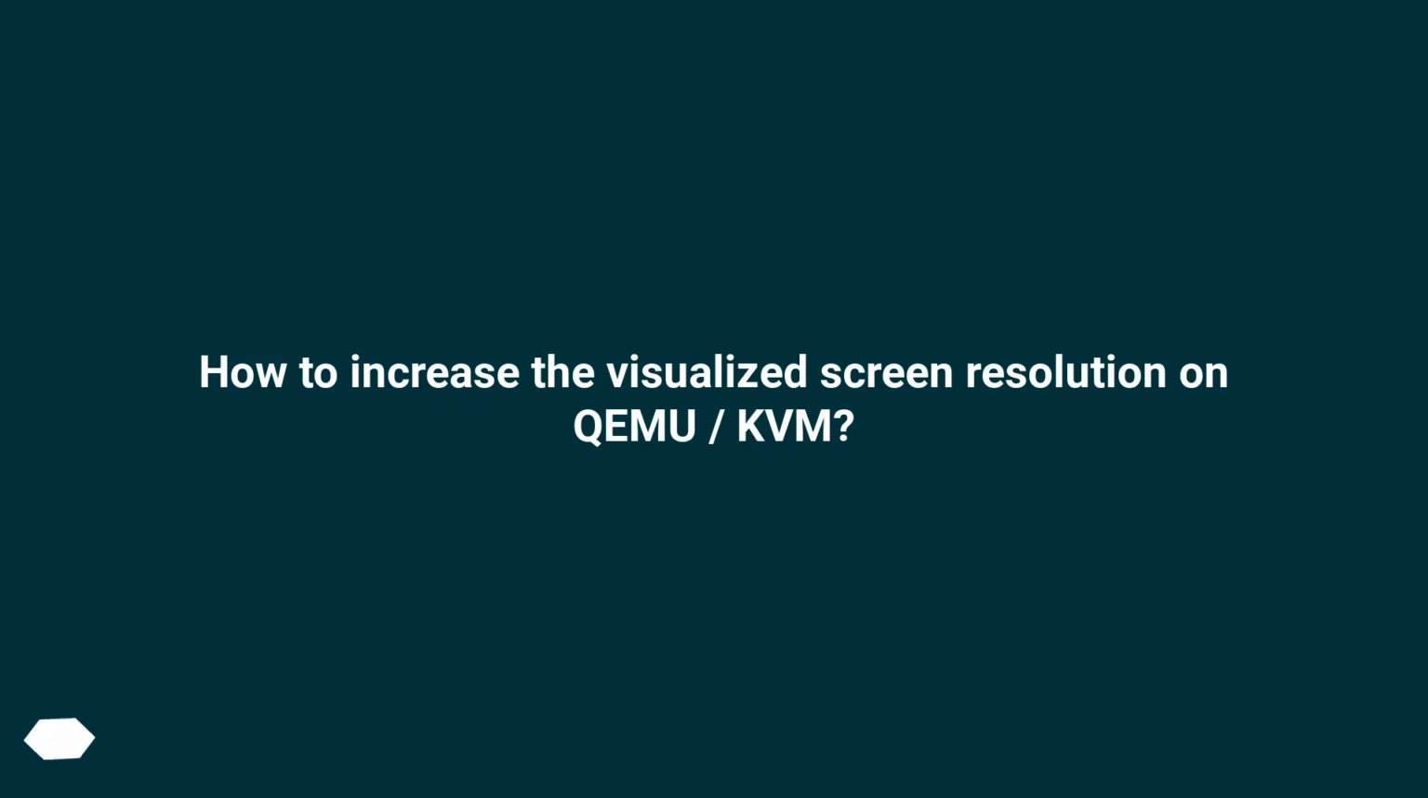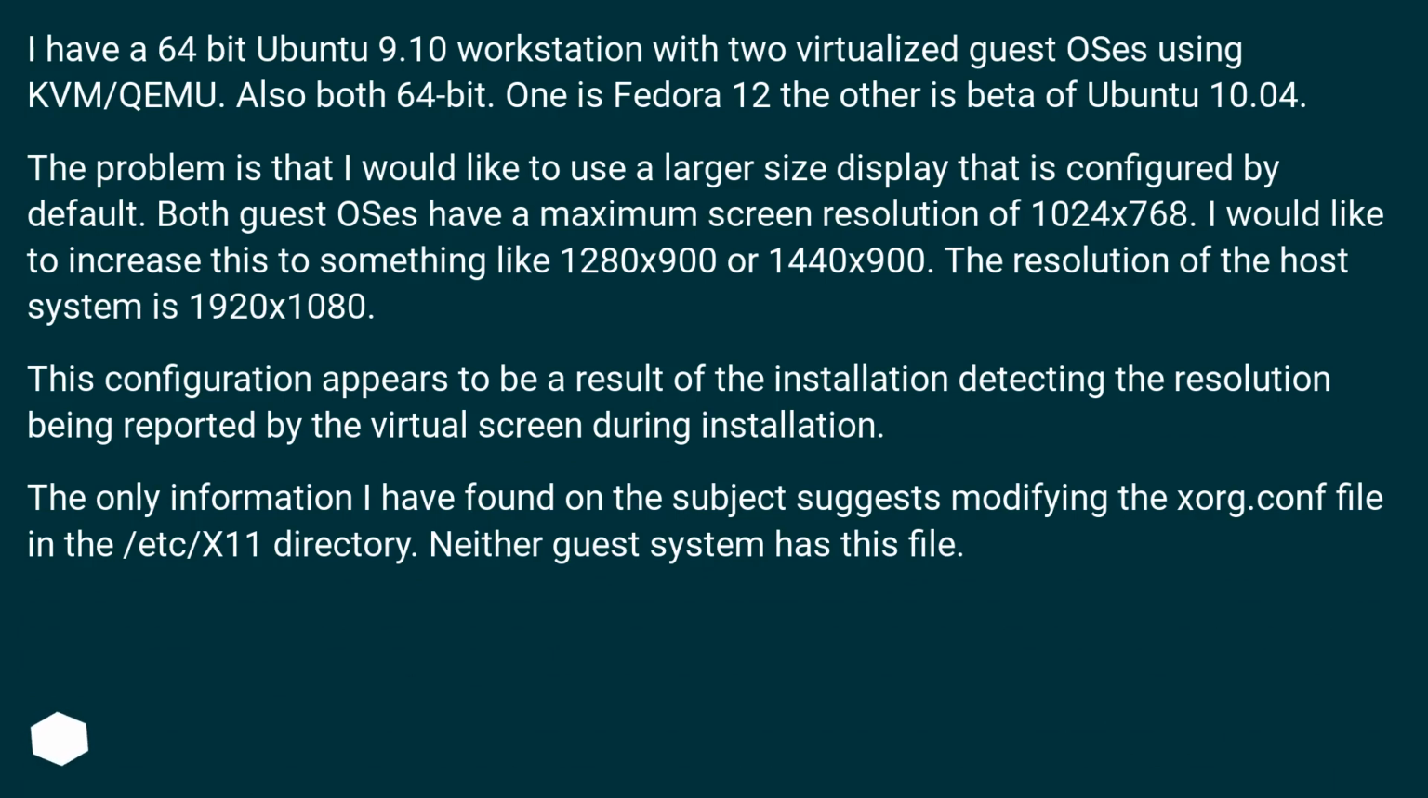How to increase the visualized screen resolution on QEMU, KVM? I have a 64-bit Ubuntu 9.10 workstation with two virtualized guest OSes using KVM/QEMU. Also both 64-bit. One is Fedora 12, the other is a beta of Ubuntu 10.04. The problem is that I would like to use a larger display size than is configured by default.